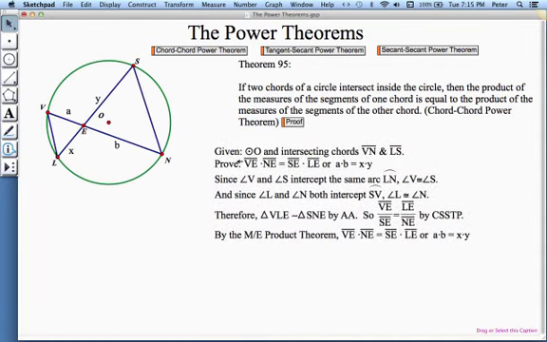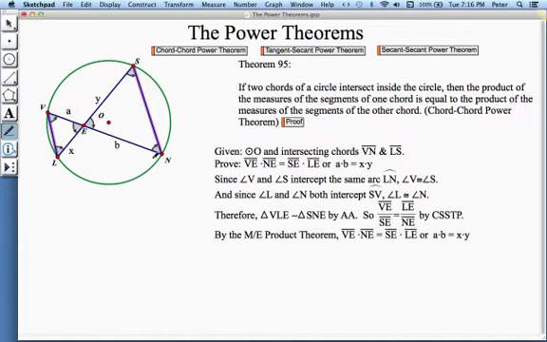All right. Well, the first thing we have to do is to draw segments VL and SN to create two triangles. Now, since angle V intercepts the same arc as angle S, these two angles are congruent. By vertical angles, I know that these two angles at E are congruent, and since angle L intercepts the same arc as angle N, those two angles are congruent. So clearly, these two triangles are similar by angle.